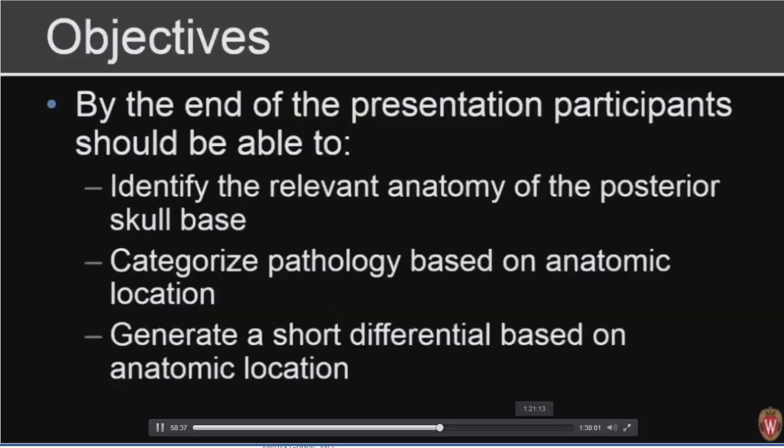So I have three primary objectives, and essentially by the end of the talk, you should be able to identify the relevant anatomy of the posterior skull base, categorize pathology based on anatomic location, and then be able to generate a short differential based on anatomic location.